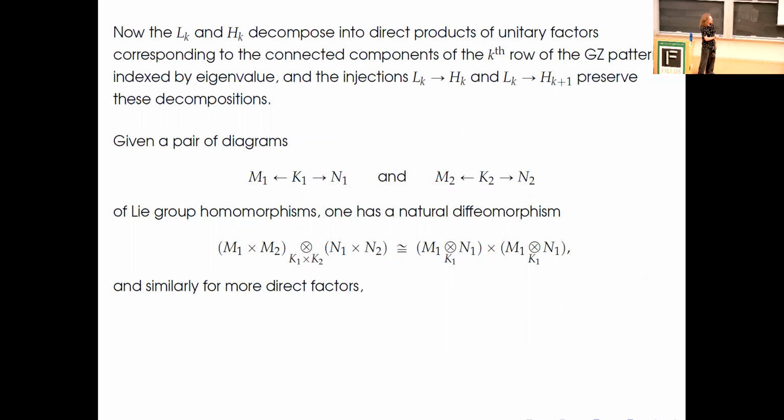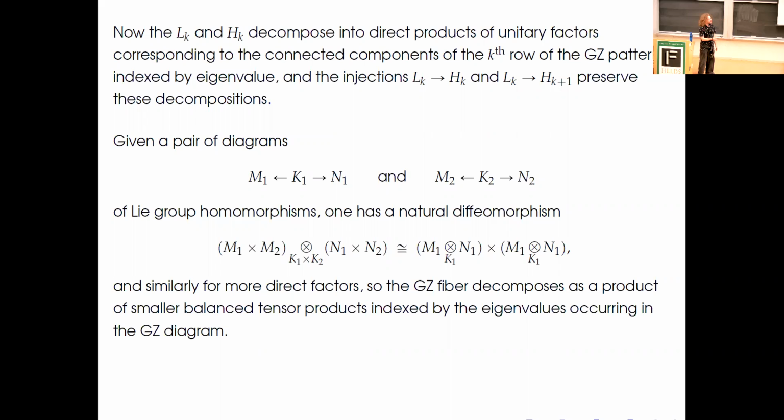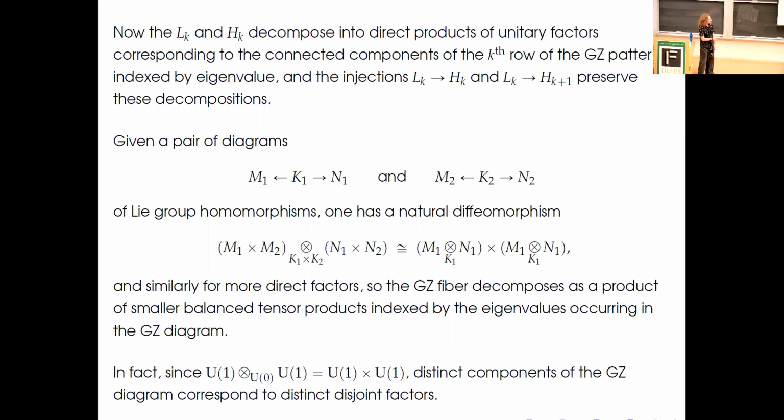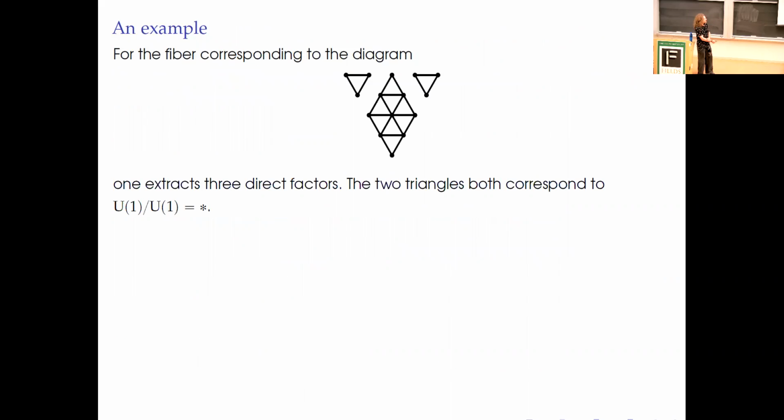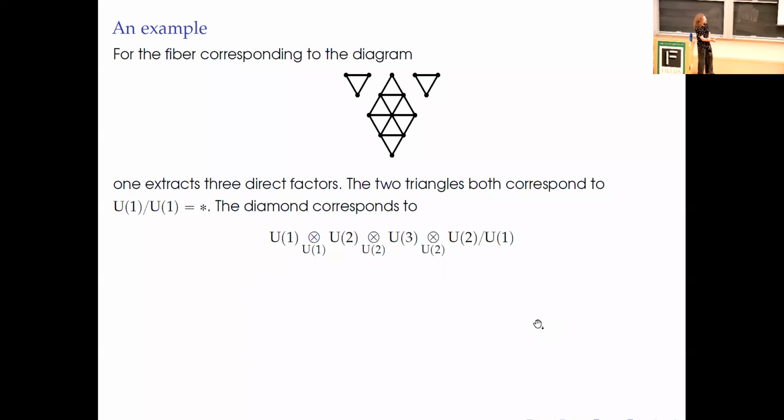What this means is, because these block decompositions are preserved, this iterated balanced product breaks into a direct product over all of the components of other balanced products. And you get a little bit more than that. So distinct components, because they involve a U0 in the thing that's being quotiented out, correspond to distinct disjoint direct factors.